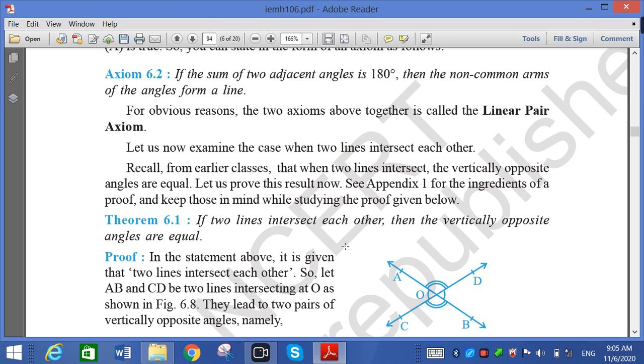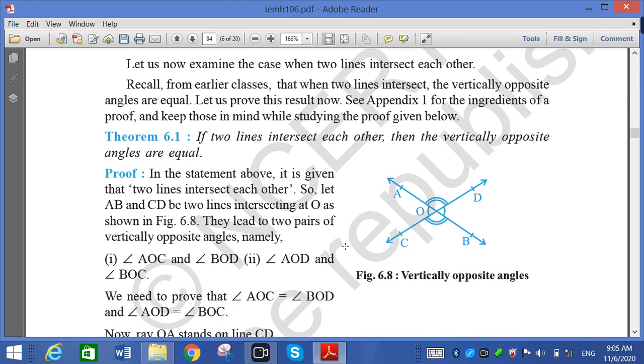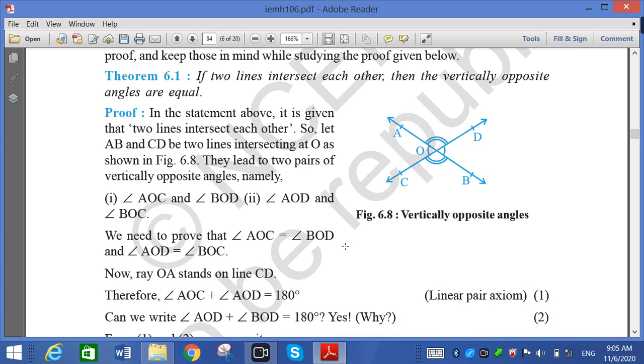Now this theorem is important and may be asked in your exam, so you have to learn it anyhow. If two lines intersect each other, then the vertical opposite angles are equal. So here two lines intersect, then which angles are vertical opposite? AOD and BOC. So two pairs of vertical opposite angles are here.